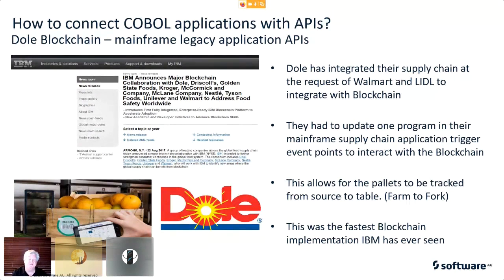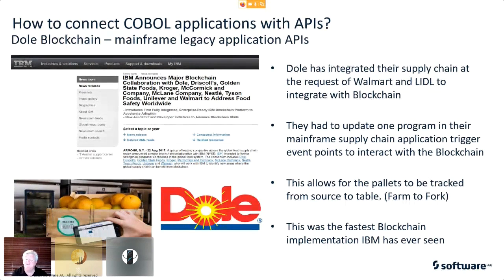This is to facilitate product recalls. So before this, when a product recall was issued from Dole, it would take anywhere from days to weeks to track down where all that food went, where all that food needed to be pulled from. So because they used object-oriented programming, they updated one program in their mainframe supply chain application to interact with IBM's blockchain solution.